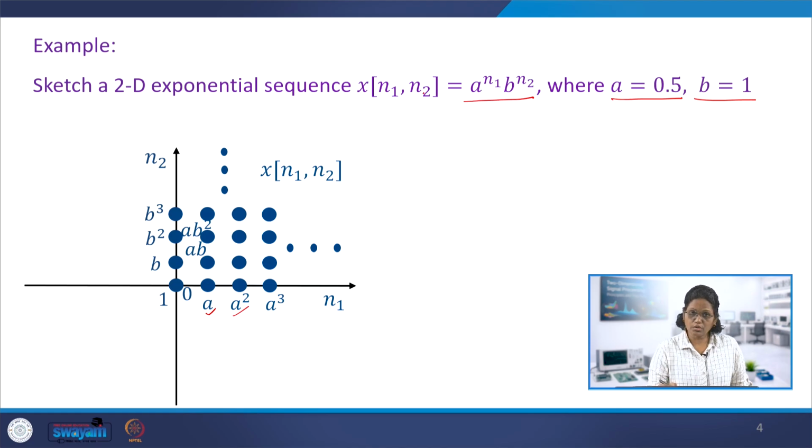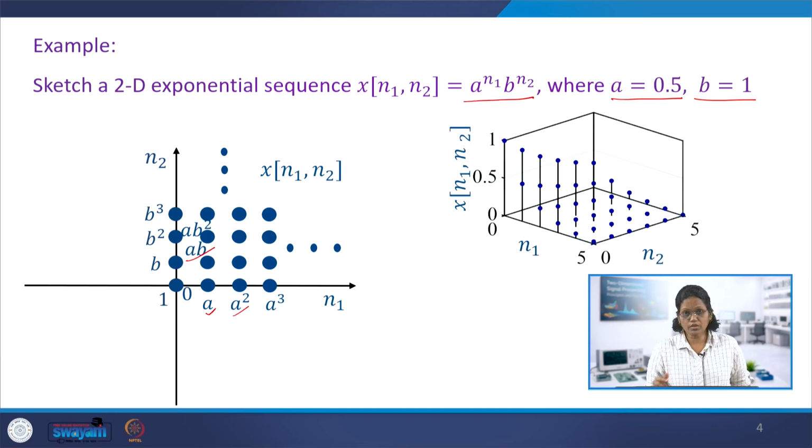And when n1 is 0 and n2 takes the values 1, 2, 3, the points are simply b, b square, and b cube. Then with n1 and n2 both 1, this would be ab. If n1 is 1 and n2 is 2, you get a b square, and similarly a square b and a cube b, and so on. If n1 and n2 are 3, we get a cube b cube. So the exponential sequence cannot be viewed in 2D as a decaying curve, but according to the values, it would be exponentially decaying.